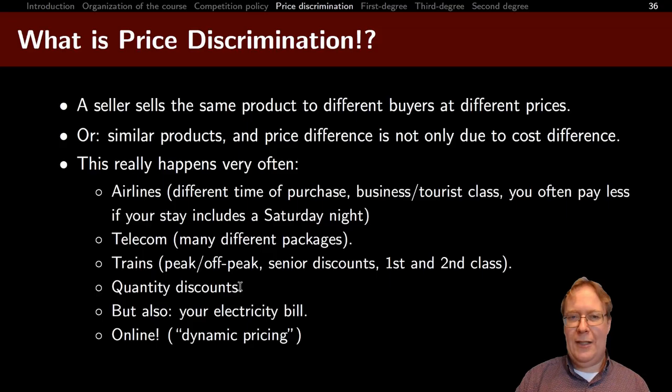Quantity discounts are already discussed, and another example is your electricity bill, where you pay a fixed fee to get access, and then you pay a price per unit for the electricity that you actually use. So that would also be price discrimination, since how much you pay per unit depends on how much you use. There are quantity discounts involved. And online, there's a lot of price discrimination going on, often referred to as dynamic pricing. I will give you a couple of examples for that as well.